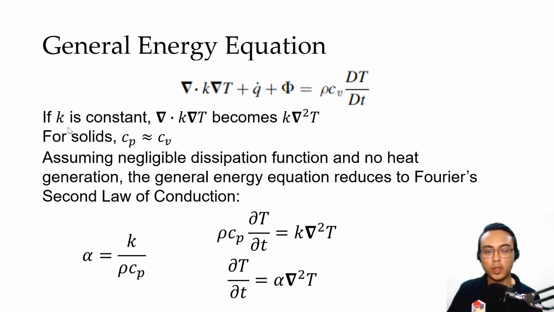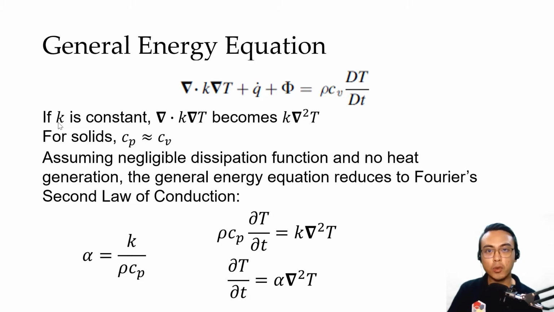First, if the thermal conductivity is constant, then this term simply becomes K times the Laplacian of T. Now, for majority of our problems, we will be assuming that K is constant, or we can simply get the average thermal conductivity for a specific temperature range. Because keep in mind that the thermal conductivity of substances are functions of temperature.